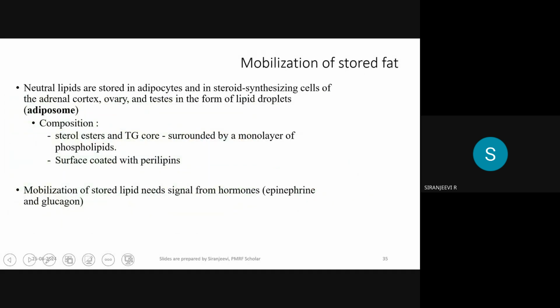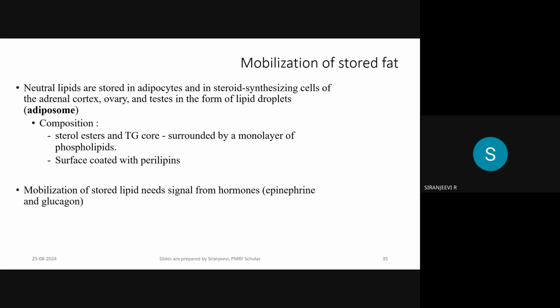So next we'll come back to the beta oxidation of the fatty acids. First we'll see how the mobilization of the stored fat occurs. Then we can get into the beta oxidation, each and everything. How does the beta oxidation occur? What are the enzymes responsible for the beta oxidation? Then we are going to see how the odd chain fatty acids are metabolized.